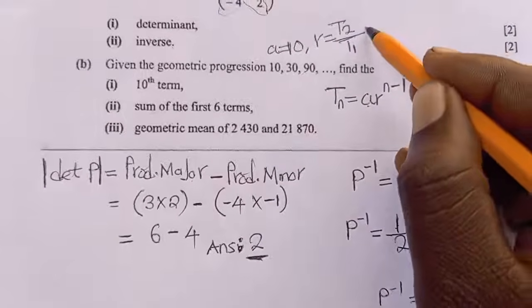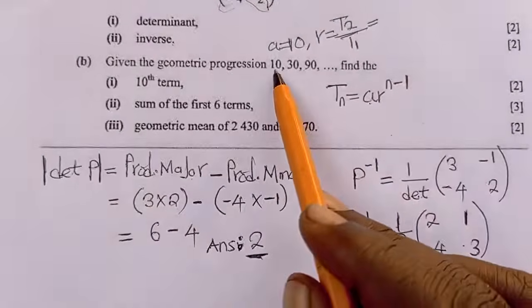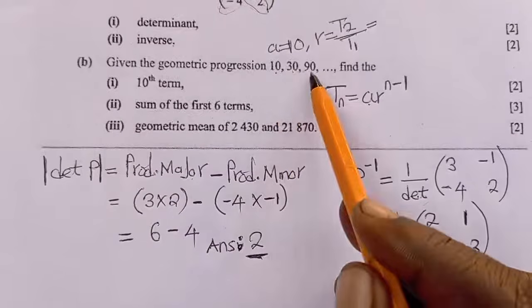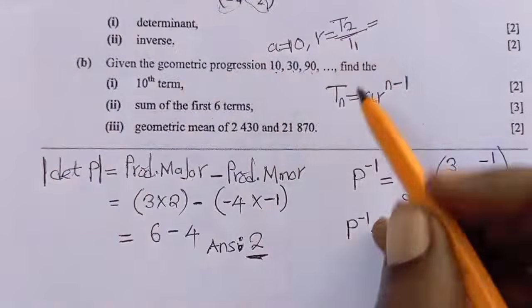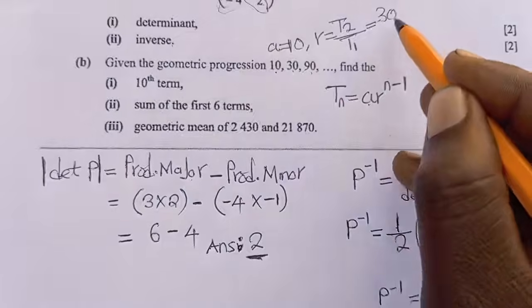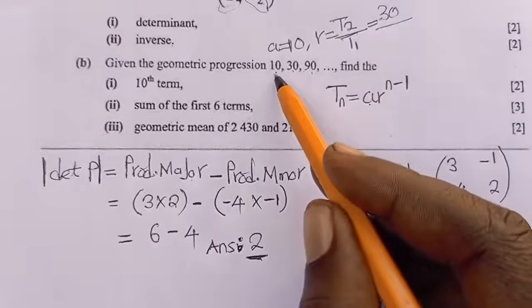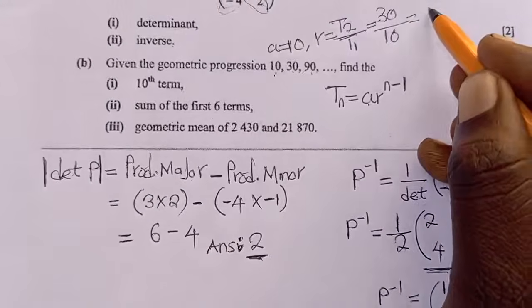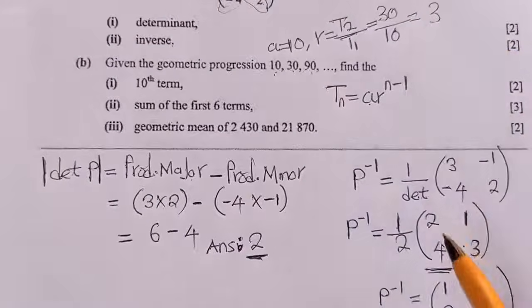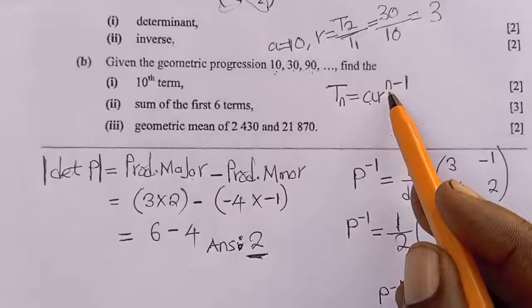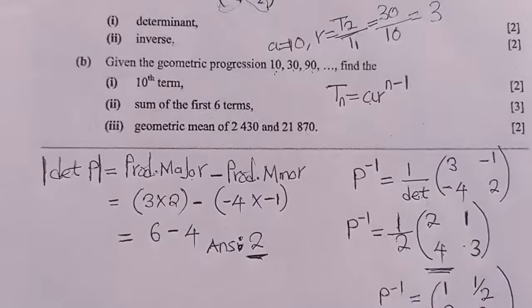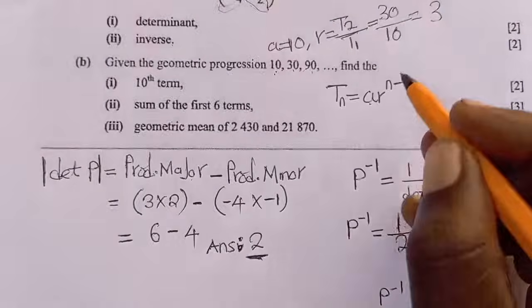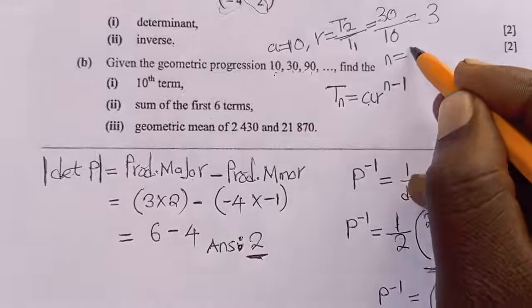So what are we doing here? What is our T2? This is T1, T2 to T3. So T2, that is 30. Then we say over, what is T1? That is 10. So 30 divided by 10, you get a 3. So common ratio is 3. What is n? The term that we want to find. So in this case, n is equal to 10.